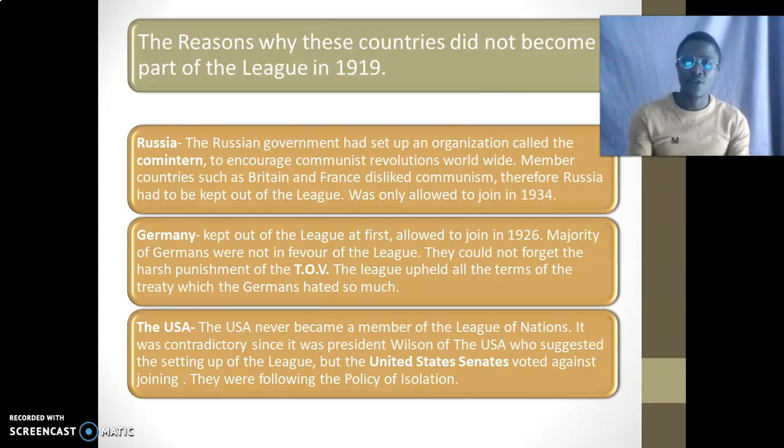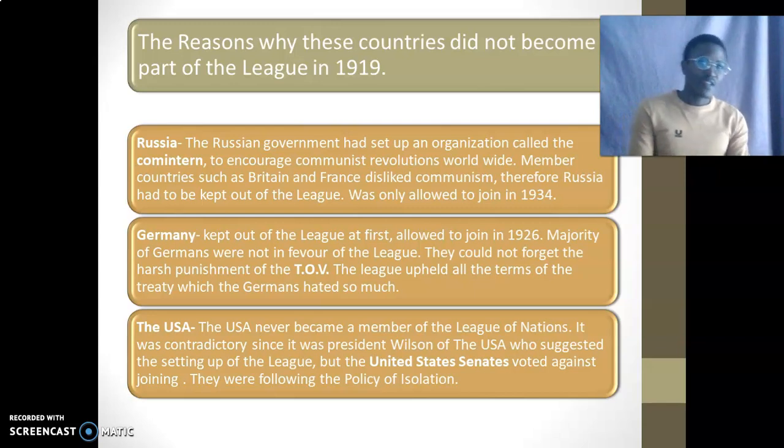So we have the USA. The USA never became a member of the League of Nations. It was contradictory, since it was President Wilson of the USA who suggested the setting up of the League, but the United States Senate voted against joining. They were following the policy of isolation.